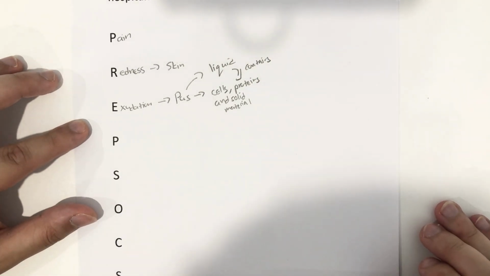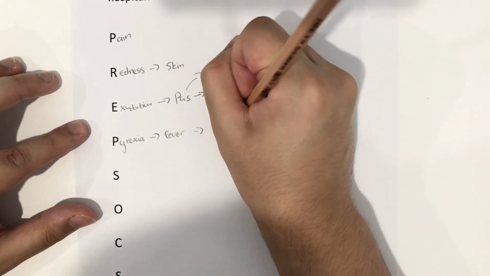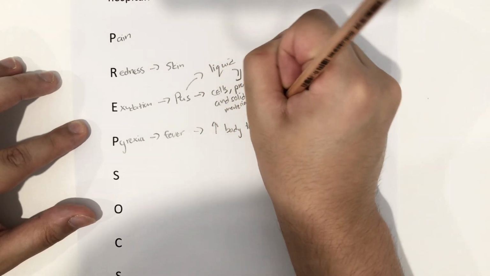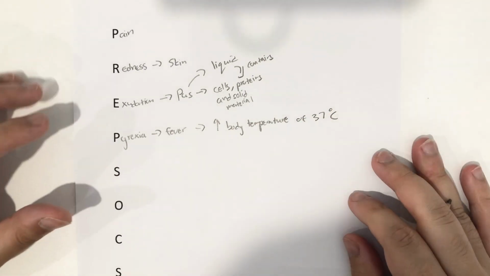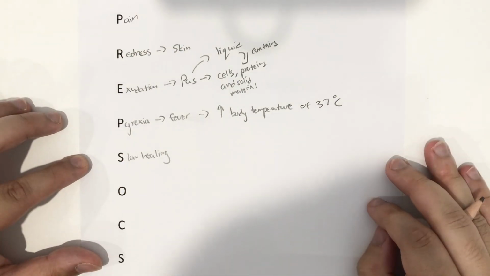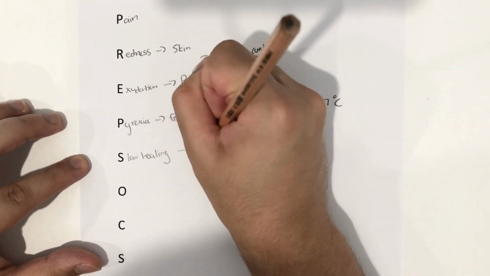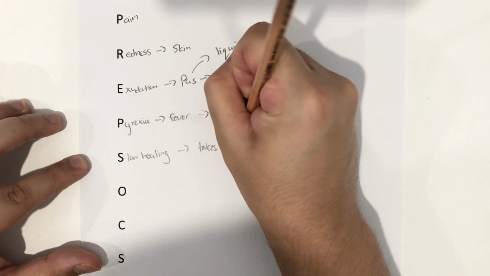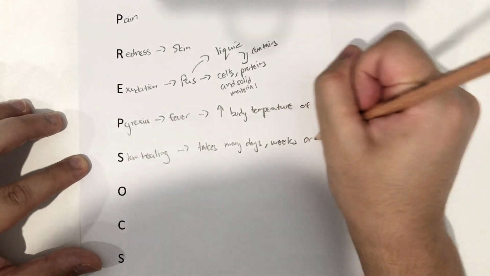All right, and pyrexia. Pyrexia is just a fancy word for fever. Okay, so it's just an increase in body temperature of 37 degrees. Okay, now slow healing is another indicator. So it doesn't heal as fast as before, takes many days, weeks, or even months to heal.